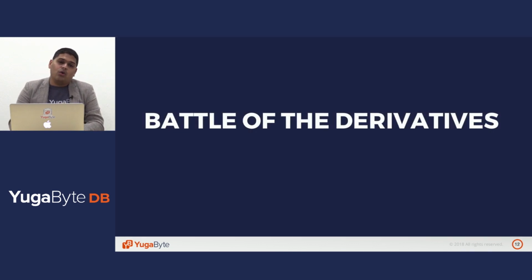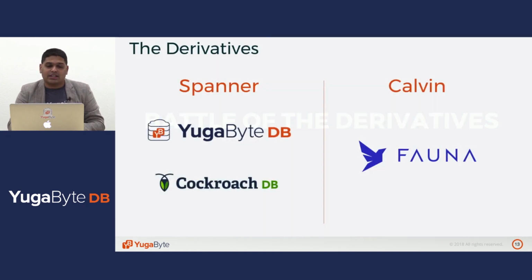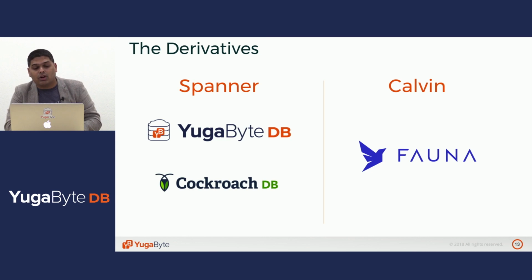Now, both the protocols were introduced in 2012. Since then, new databases have come to the market who have taken inspiration from each of these architectures, and those are the ones we're calling the derivatives. Let's look at the battle of the derivatives as to how that stands. So Spanner has actually two derivatives. One is YugabyteDB, and we at YugabyteDB are excited to have taken inspiration from Spanner for a bunch of reasons that we'll talk about.